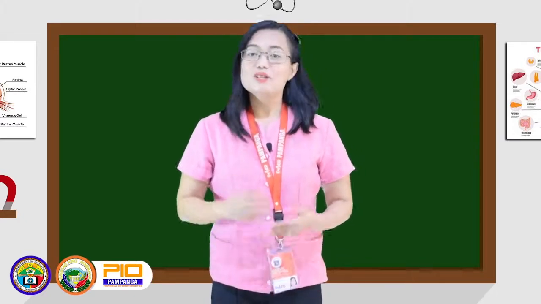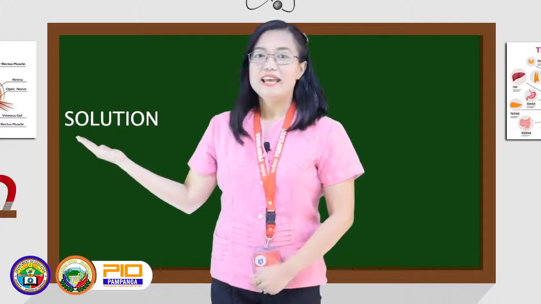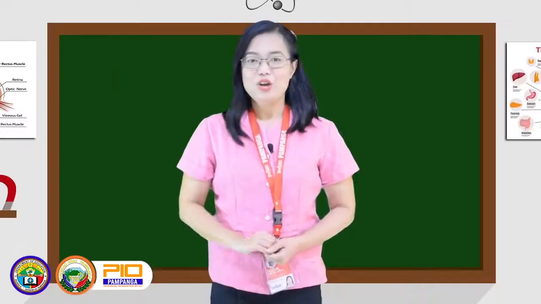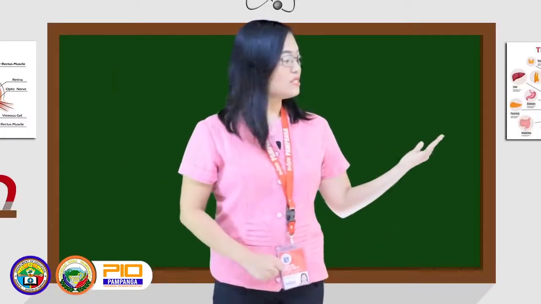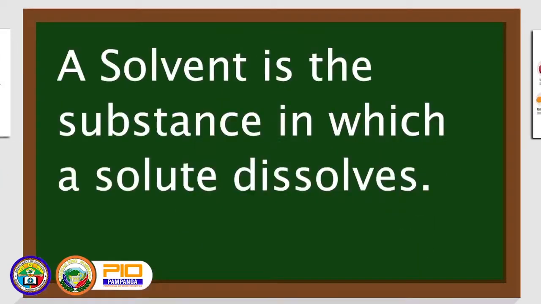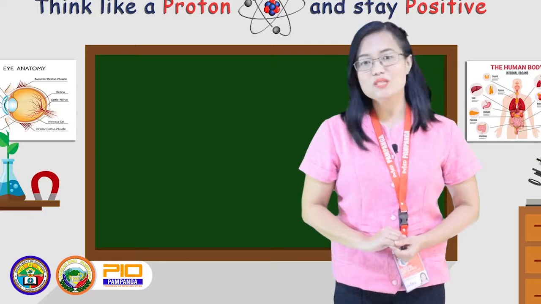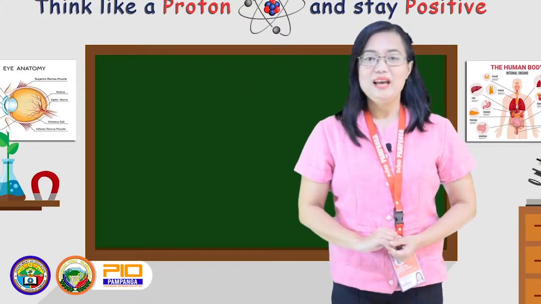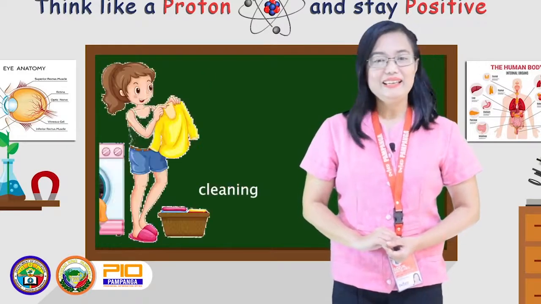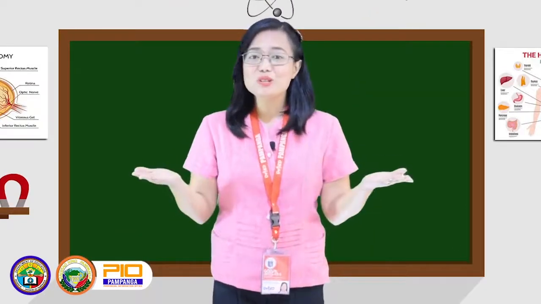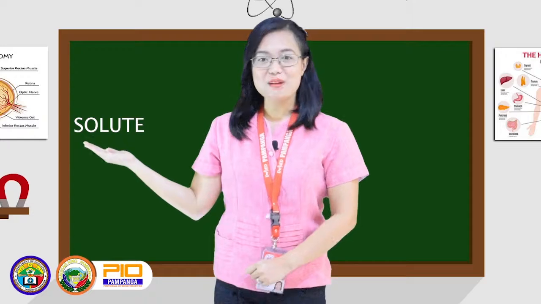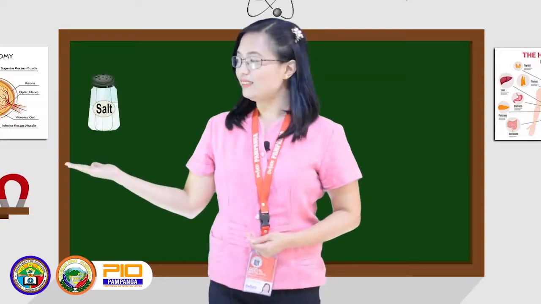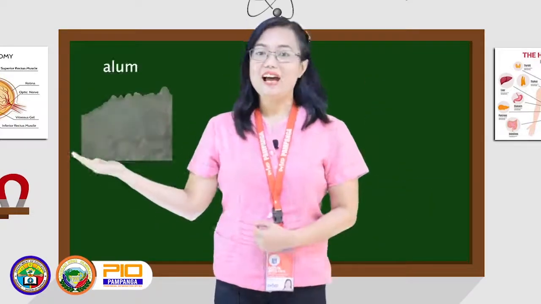Now let's talk about solution. A solution is a homogeneous mixture of one or more solutes dissolved in a solvent. What is a solvent? A solvent is the substance in which a solute dissolves. In our homes, water is a solvent. It's used for drinking, cooking, washing, bathing, cleaning, and dissolving. How about solute? A solute is a substance that dissolves in a solvent. Some examples of solute: salt, sugar, and alum.